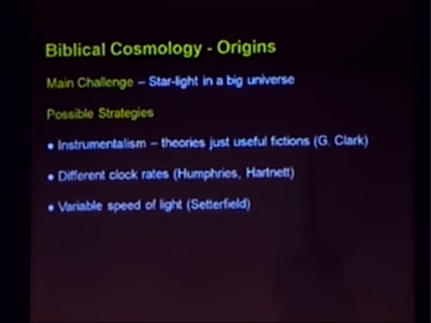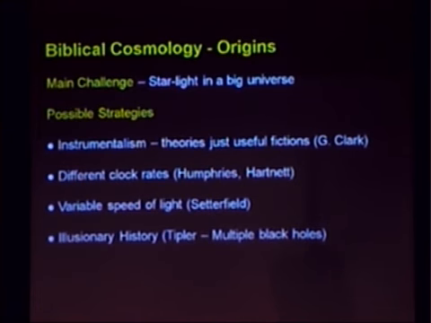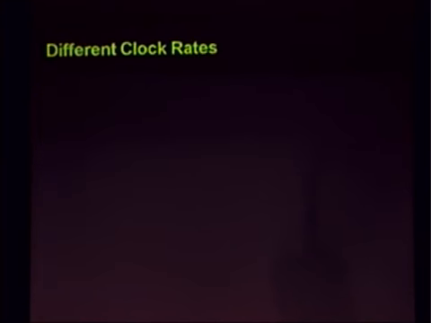Or you could argue that the speed of light has changed, that the speed of light was infinite in the past. This is the theory of Barry Setterfield, that the speed of light was infinite shortly after creation, and that it meanwhile has slowed down to reach its present speed now. You could also argue that you have an illusionary history. I'll talk about this in a minute. This is a theory by Tipler. He's not a Christian at all. Or you could argue that we have mature creation, that the universe was created with starlight and everything all together. Let's look at some of these in a bit more detail.